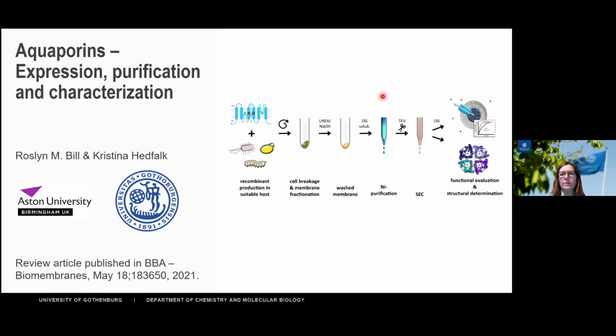So we would like to see what we could dig out by looking at the process for their production and purification to prepare material for both functional and structural characterization. And the hope is, of course, to find a common theme that we can learn from and use for novel targets, especially aquaporin targets.